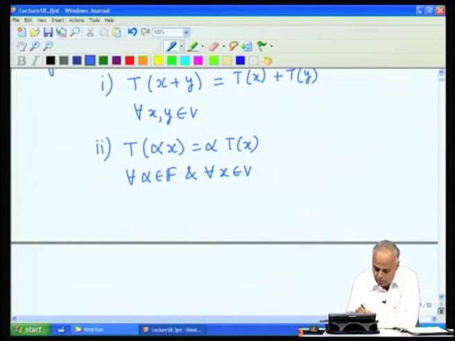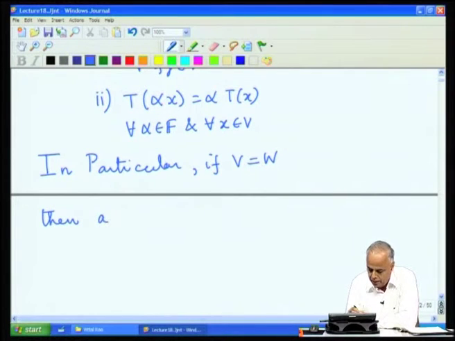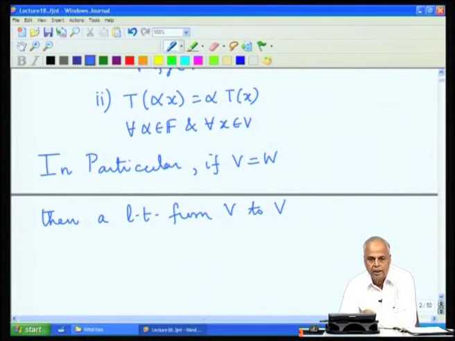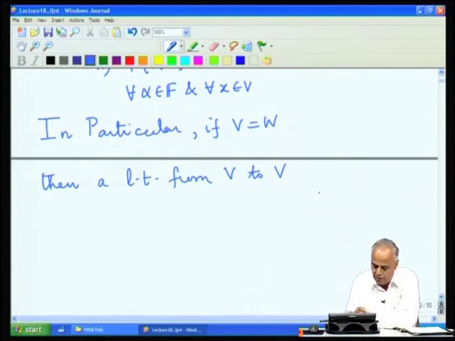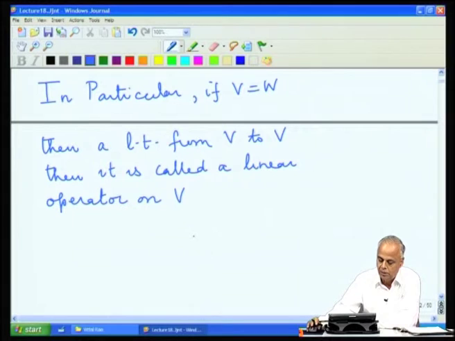In particular, if V equal to W, then a linear transformation from V to V, that means again a transformation from V into V, that is V vectors are encoded again as V vectors, and it preserves the addition and scalar multiplication, then it is called a linear operator on V. So, a linear operator on V is nothing but a linear transformation from V to V.